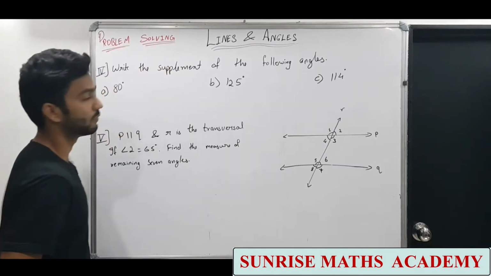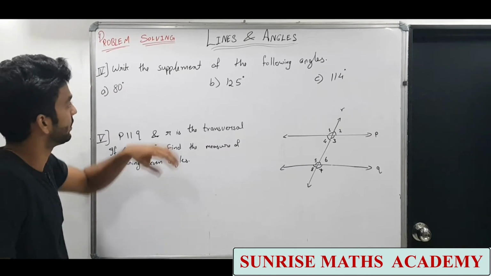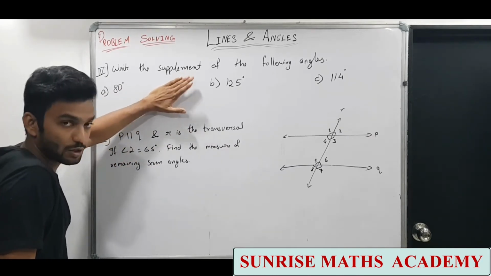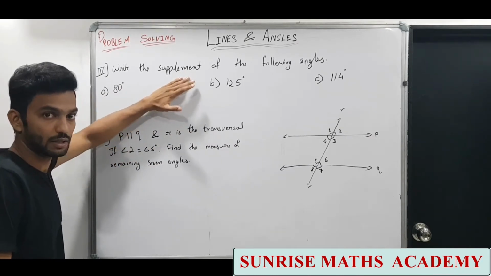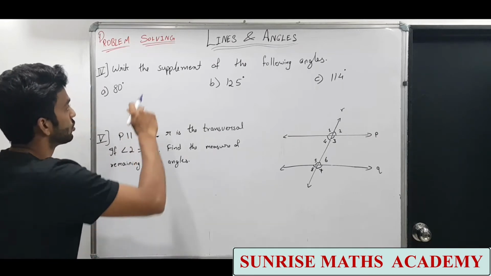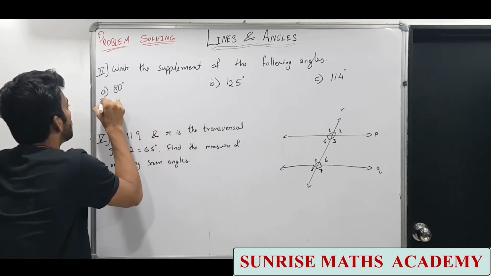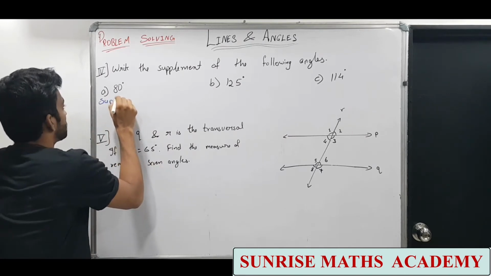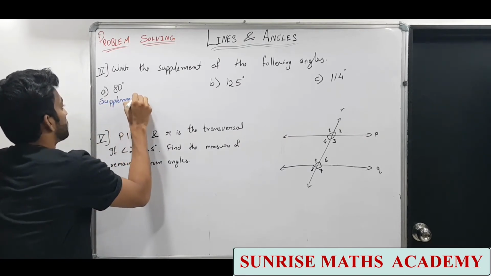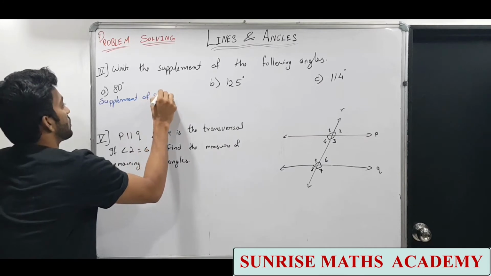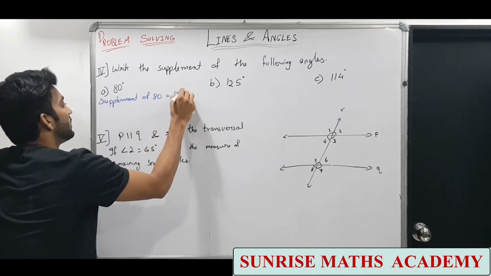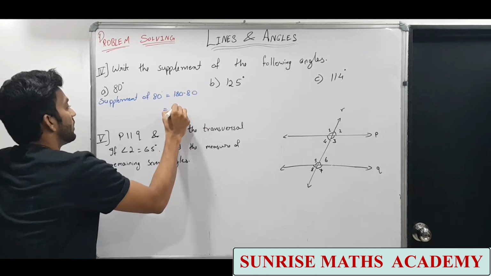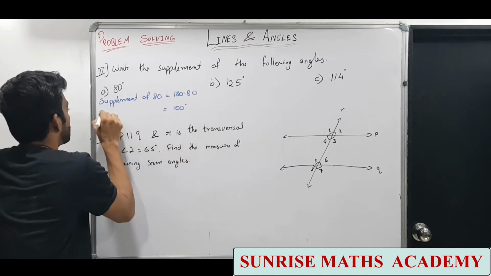So as in the previous one we had to find the complement, here we have to find the supplement. For supplement, the addition should be 180. So to find the supplement, we subtract this value from 180. So supplement of 80 will be 180 minus 80. That is 100 degree.